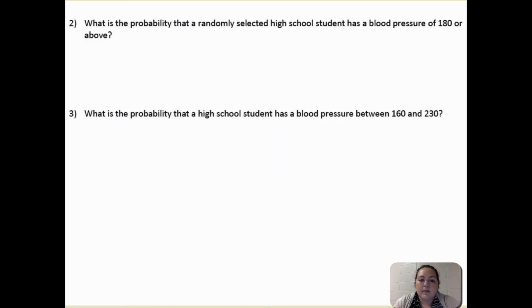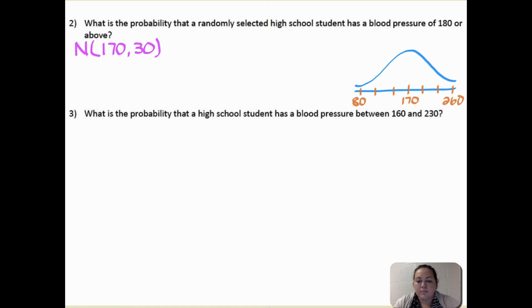What is the probability that a randomly selected high school student has a blood pressure of 180 or above? So again, I have a normal model with a mean of 170 and a standard deviation of 30. I'm going to draw it, label some of it. Above 180, so I'm going to go to 180, I'm going to shade above. The probability that x is greater than or equal to 180 is 0.3694.